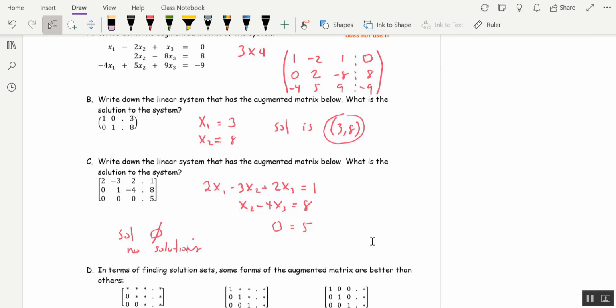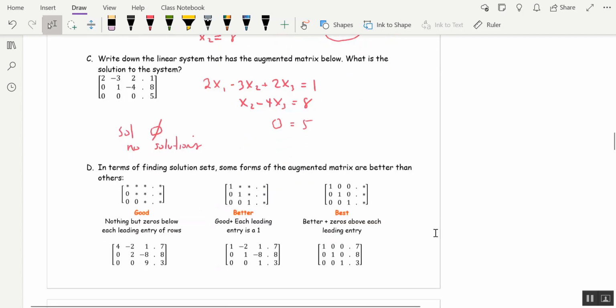Okay, some matrices are easier to see the solution from than others. And so I'm classifying those as good, better, best. And in the next section, we'll call those echelon form and reduced echelon form. So we'll have names for them. But for now, I'm just going to call them good, better, best. Good is all your leading entries, the first non-zero entry of each row, form a triangular pattern, meaning going from top to bottom, they move from left to right. So we have zeros underneath. That's good. So here's an example.